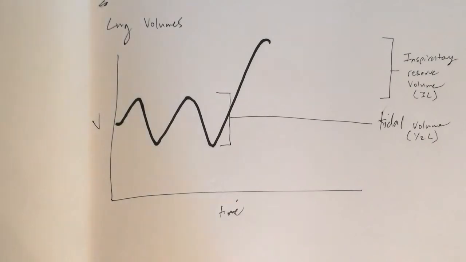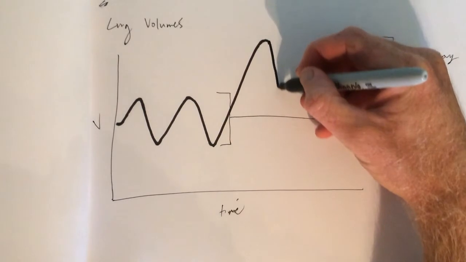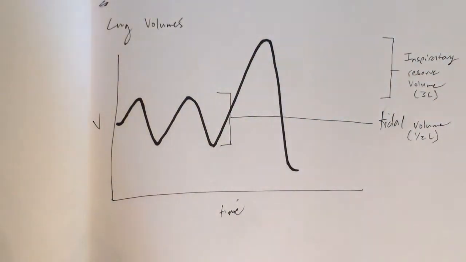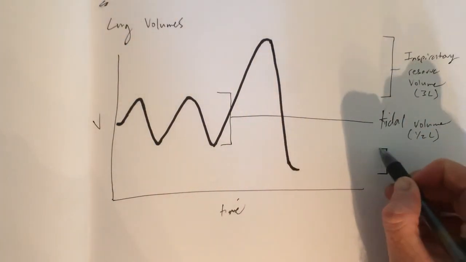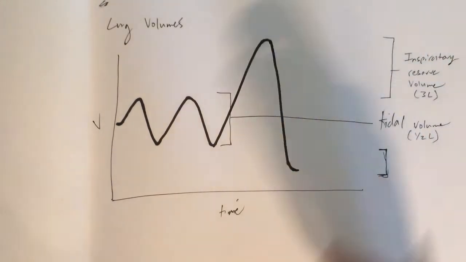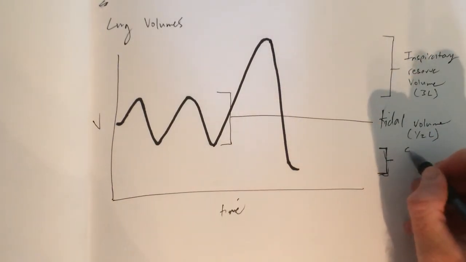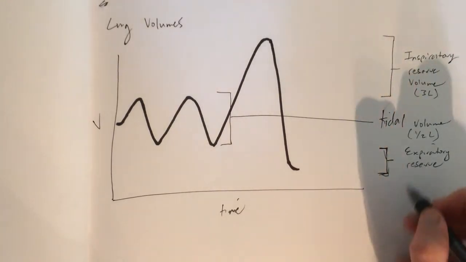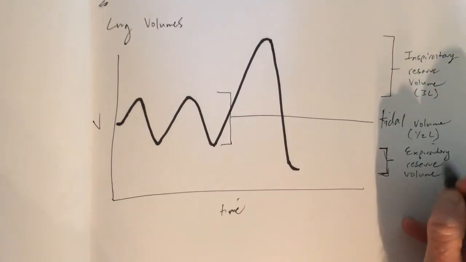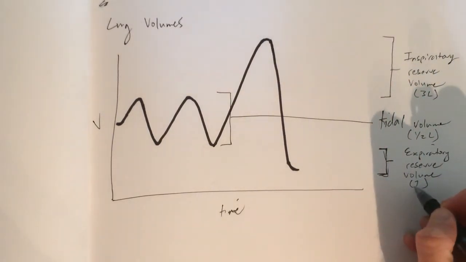Okay? So let's say you took this huge breath and then afterwards you exhaled as much air as you could. So you forced out as much air as you could. And the difference between the bottom of your tidal volume and the level of air in your lungs after you finish exhaling as much as you can, that's called the expiratory reserve volume. Okay, and that's about 1 liter or so.